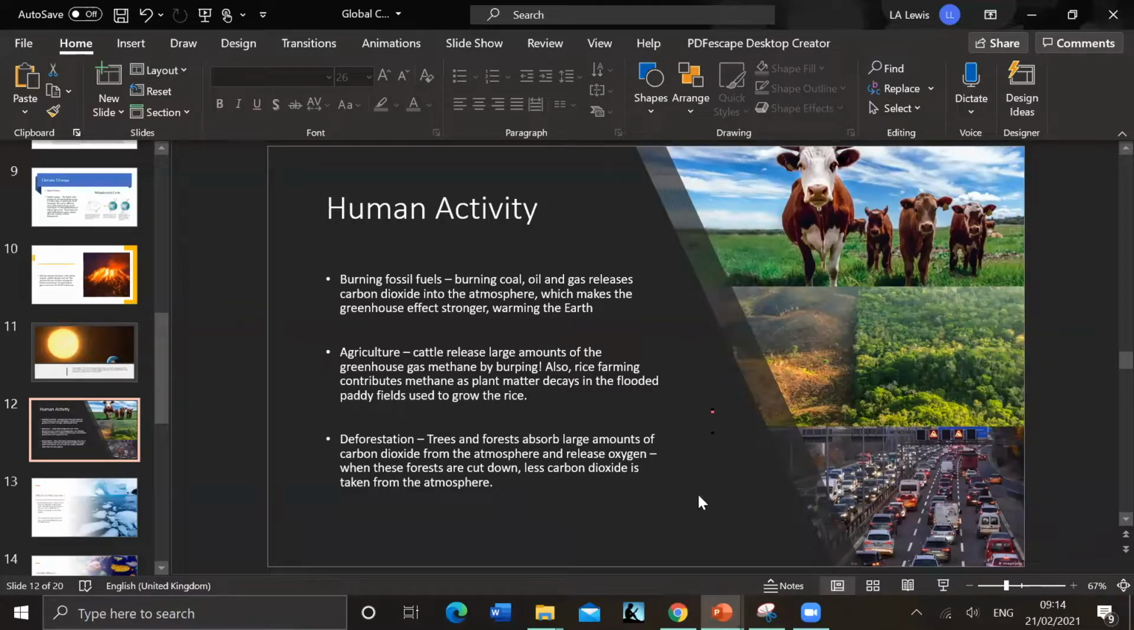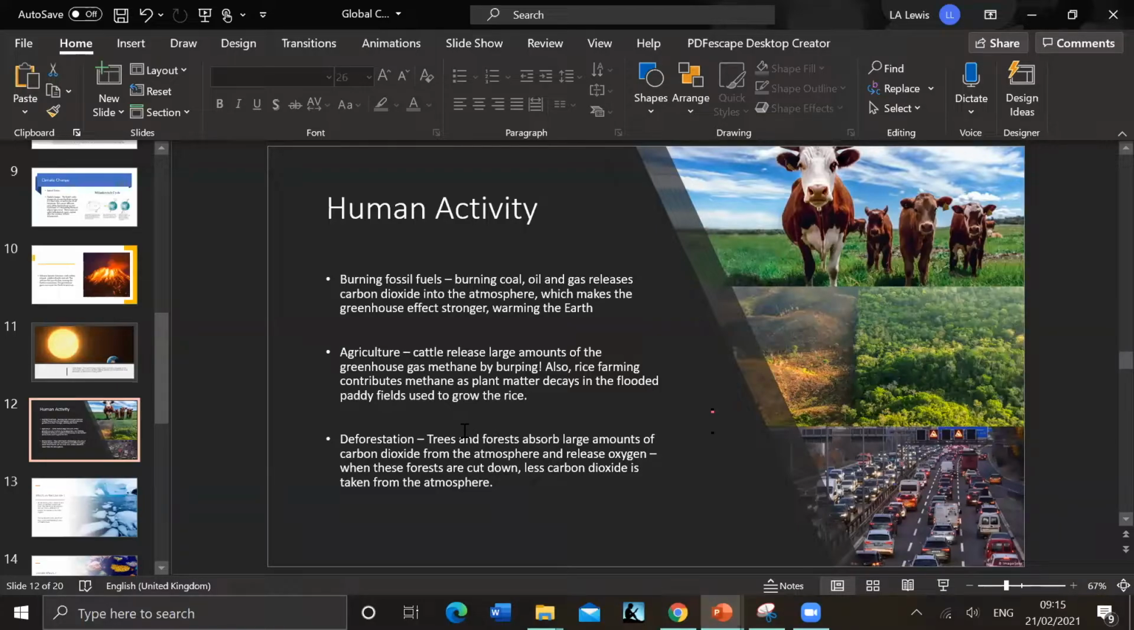Also, though, rice farming, because they farm rice in flooded fields. Some of the organic matter, some of the plant matter, sits in the water and is broken down by bacteria. That releases methane into the atmosphere. So that's another thing. And methane is a very strong greenhouse gas.